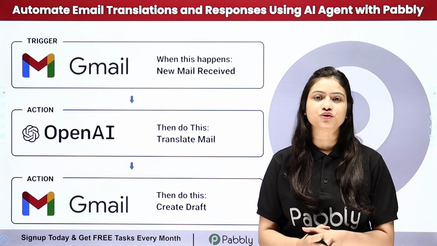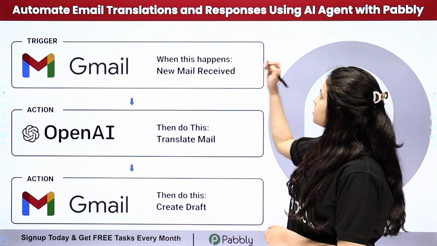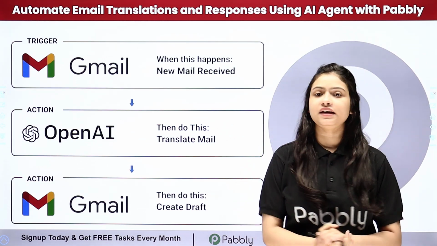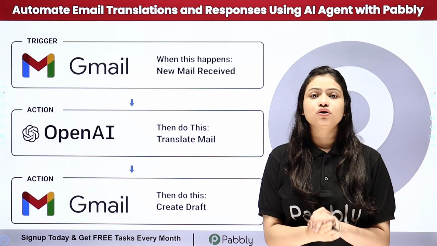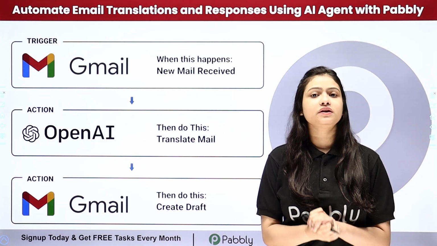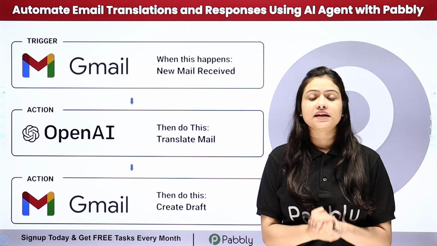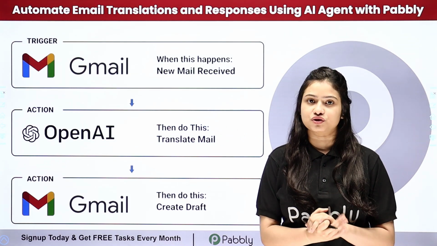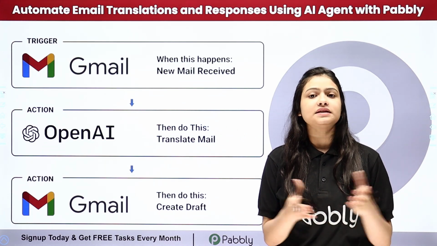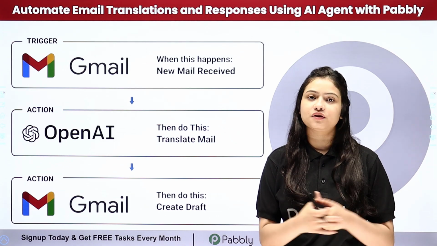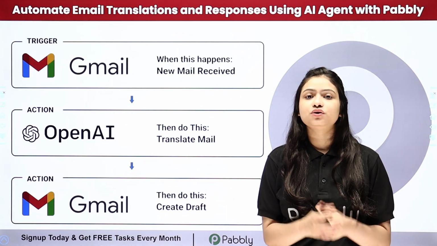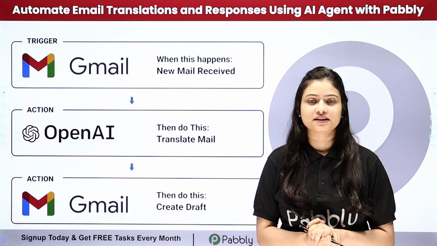In this video, we are going to learn how to automate email translations and responses using an AI agent with Pabbly. So as an owner of a global e-commerce store, I'm receiving inquiries from all over the world from my leads and clients who are sending these emails in different languages. Translating each email and sending the response is definitely a time-consuming task. Therefore, I have decided to give this task to my AI agent, that is OpenAI.